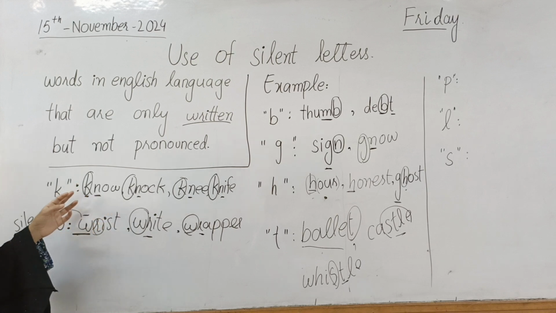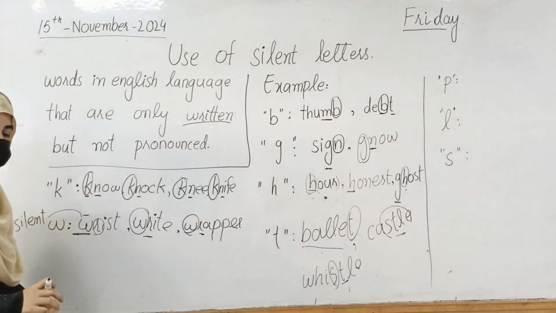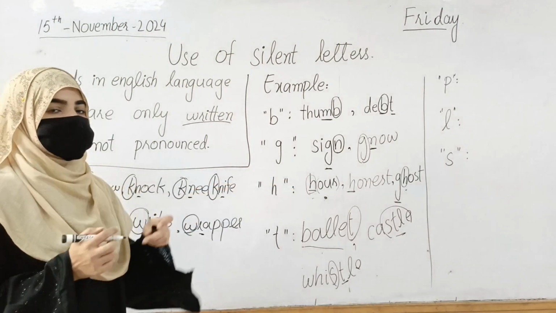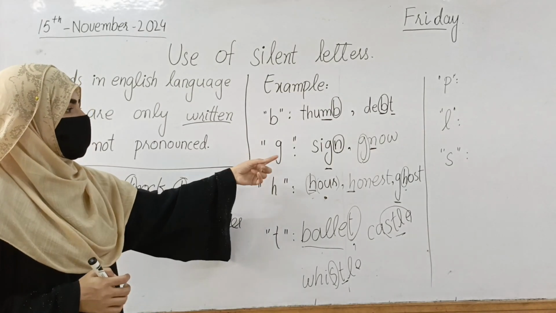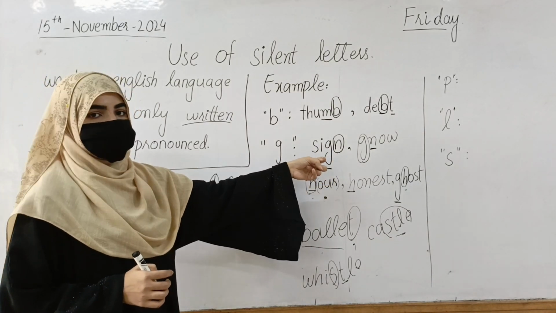K is silent before N. T is silent after S or in the French words. H is silent at the beginning of the words or after G, and G is silent after N and before N. Okay. Before N, not after.